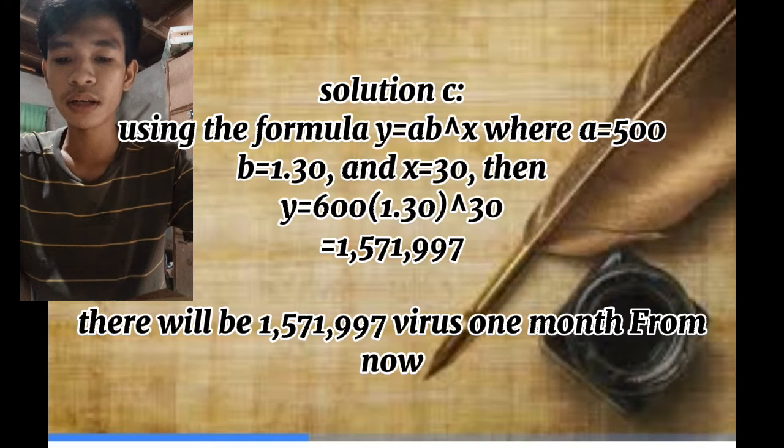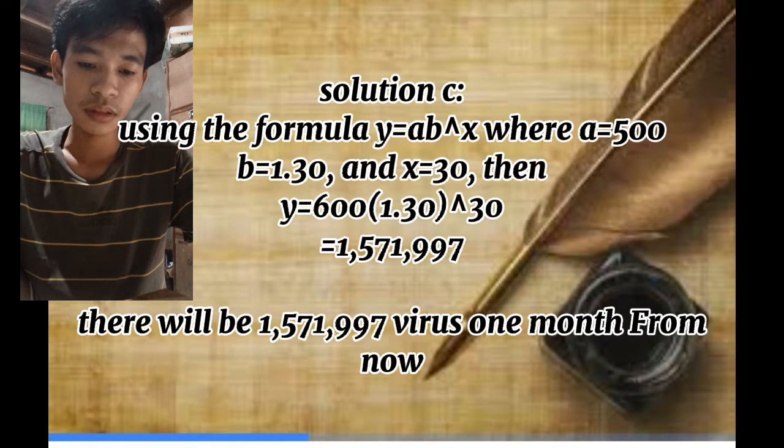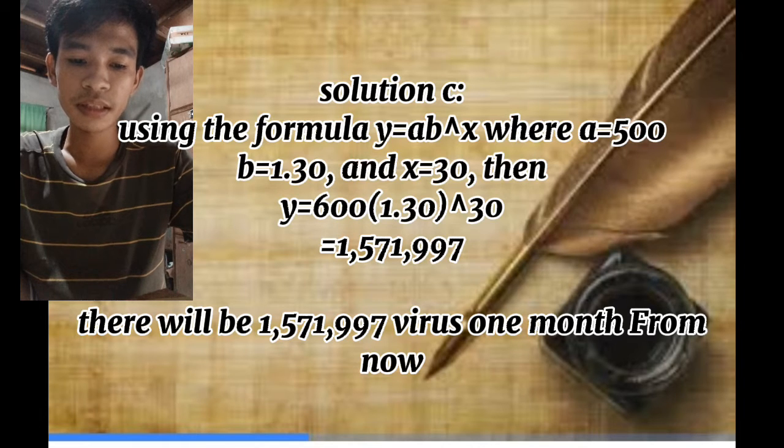So, let's solve this first, guys. 1.30 raised to 30 times 600. So, we have 1,571,697. So, there will be 1,571,697 viruses 1 month from now.